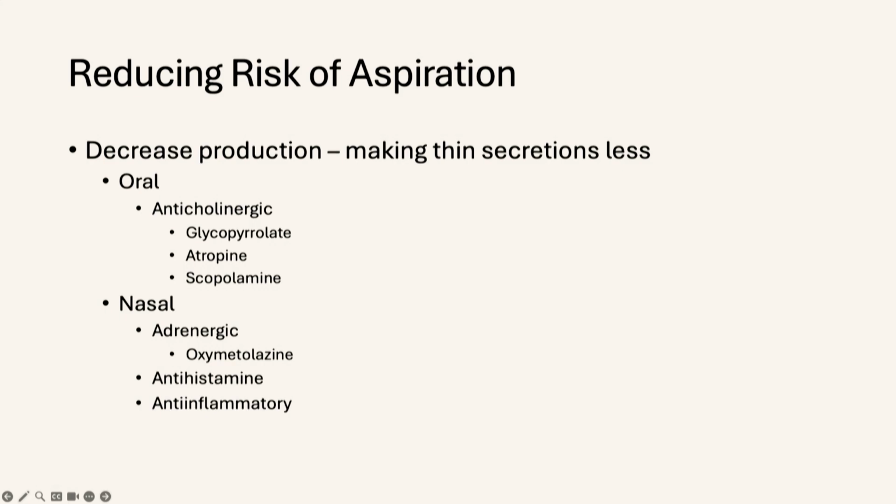There are also, I didn't mention it here, but you can do Botox injections in the salivary glands to reduce production, and then sort of the nuclear option is doing a sialectomy and tying off the salivary gland duct that goes into the upper airway.